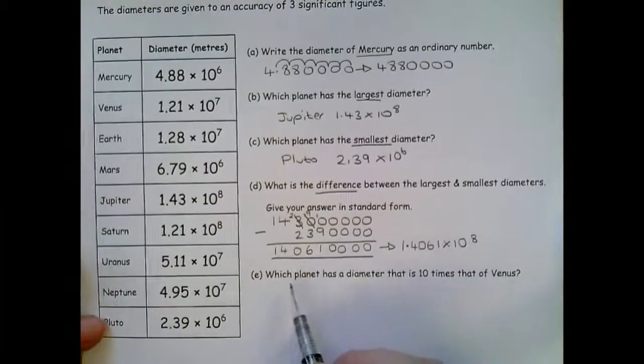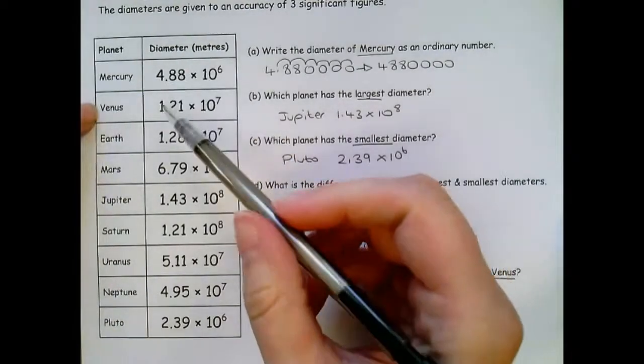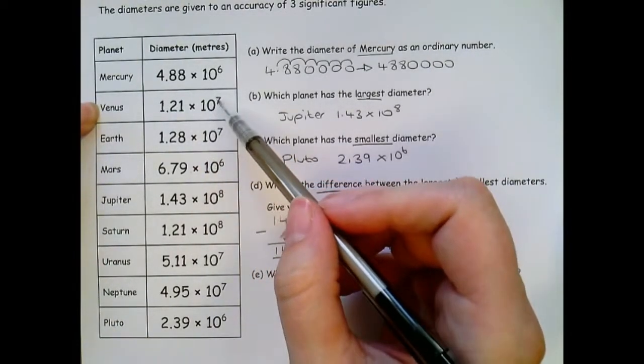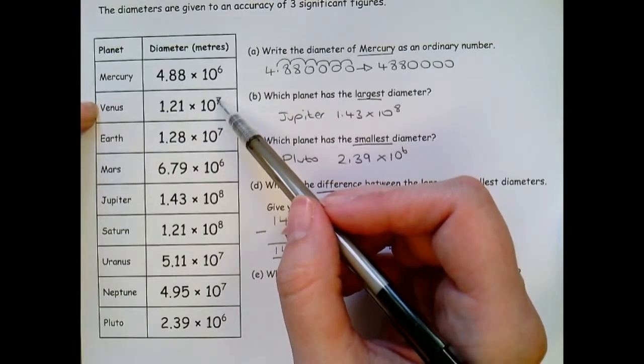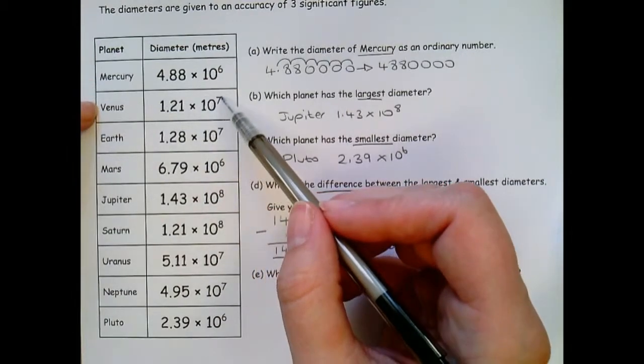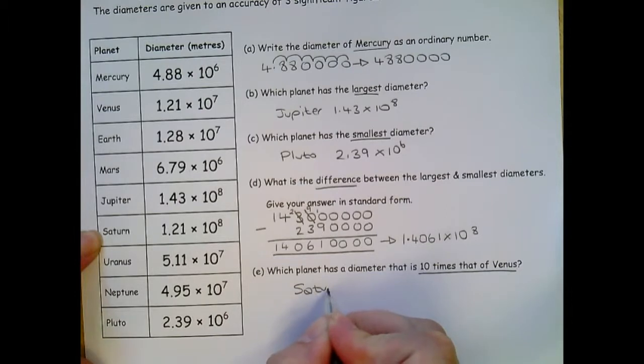Okay, the last question then. Which planet has a diameter that is 10 times that of Venus? So go to Venus. It was 1.21 times 10 to the power of 7. So 10 times bigger means that power would go from a 7 up to an 8. So 1.21 times 10 to the power of 8. And Saturn has that diameter, so Saturn is 10 times the diameter of Venus.